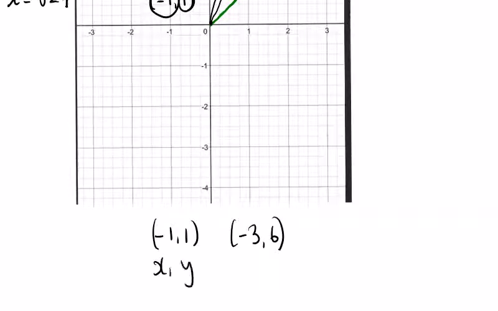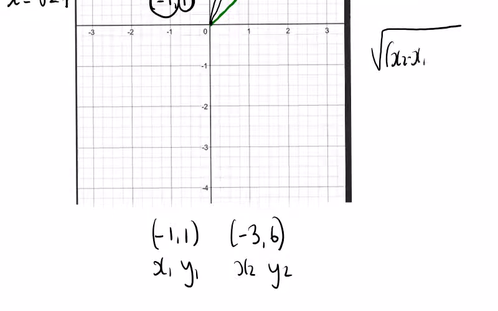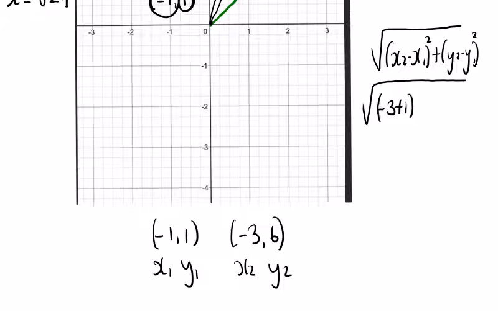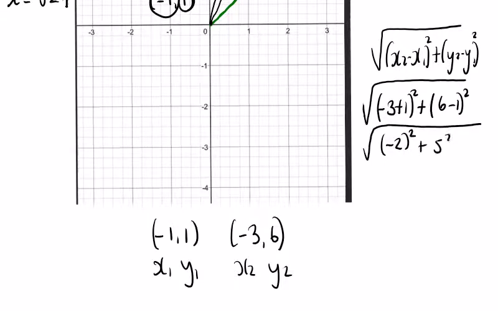We have our x1, our y1, our x2, our y2, and the formula, the square root of x2 minus x1 to be squared plus y2 minus y1 to be squared. I'm going to get the square root of minus 3 minus minus 1, minus 3 plus 1 to be squared, which gives me the 2 that we had up above. And then the change in y, y2 is 6 minus 1 to be squared. We end up with negative 2 to be squared. Be careful with your calculator with the negatives to be squared. Plus 5 squared, which also gives root 29.